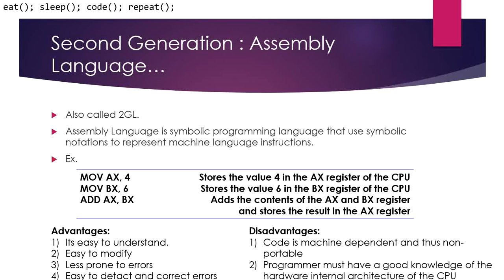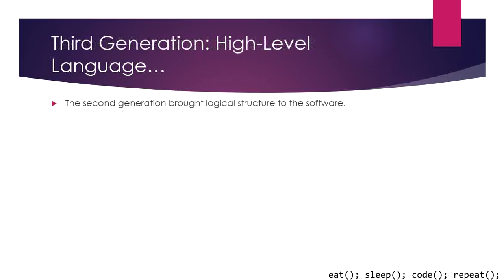But what are the disadvantages? Code is machine dependent and thus is not portable. So if AX is a register on my PC, it is not compulsory that it will be available on your PC also. One of the most important features of a programming language is that it should be portable. So the programmer must have a good knowledge of the hardware, the internal architecture of the CPU. You must know what registers are in the PC and so on.